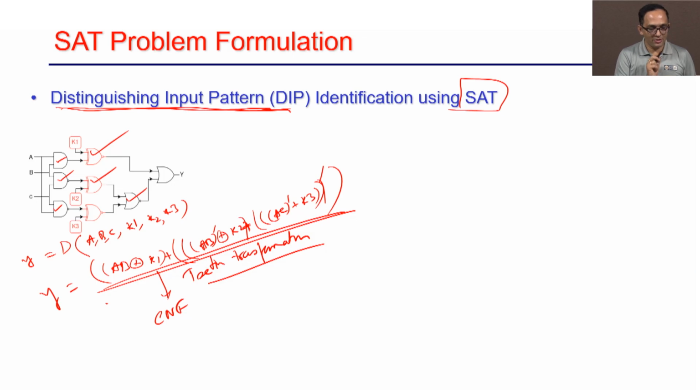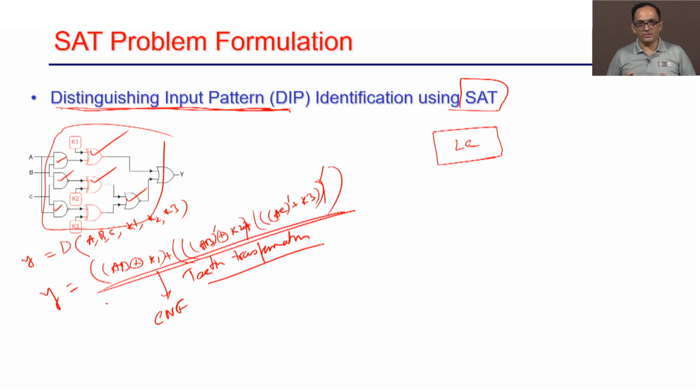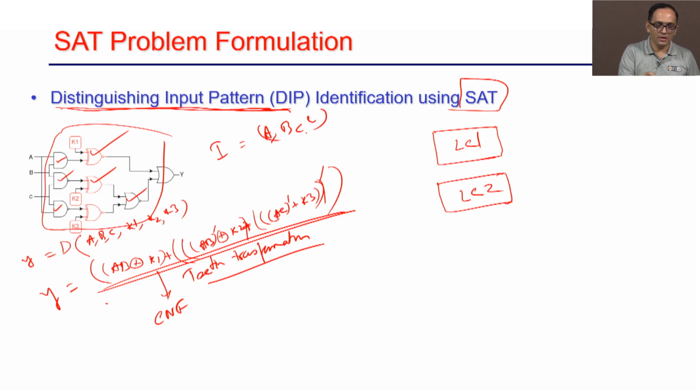So, what I will do, I will do a very interesting thing. Let us say this is my lock circuit, right. I will create two copies, okay, lock circuit 1 and lock circuit 2. I is basically the input, right, ABC, okay, and K is the keys, K1, K2 and K3, right. So, what I will do, I will connect the same ABC to both circuits, which is basically I.